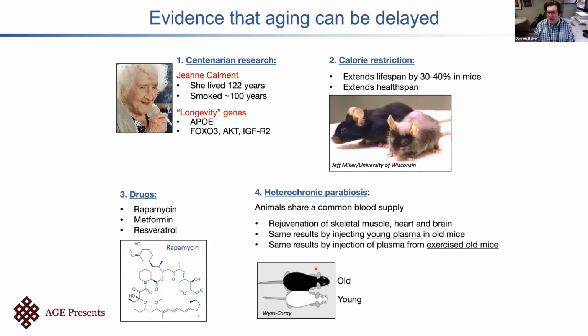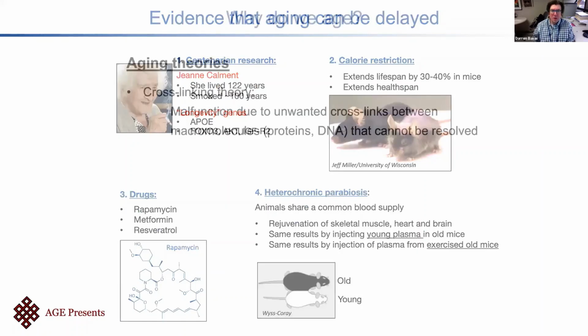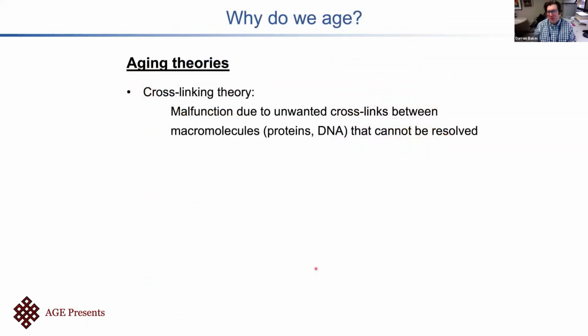Many people are working on trying to replace heterochronic parabiosis now with doing plasma instead. That would be something more translatable into the human condition, where you can maybe get young factors or rejuvenating factors from a young individual that can be transferred into an elderly individual. There's a number of aging theories about why, in fact, we do age.